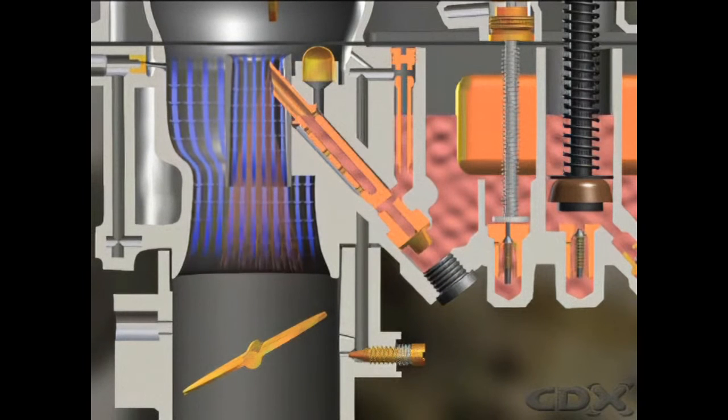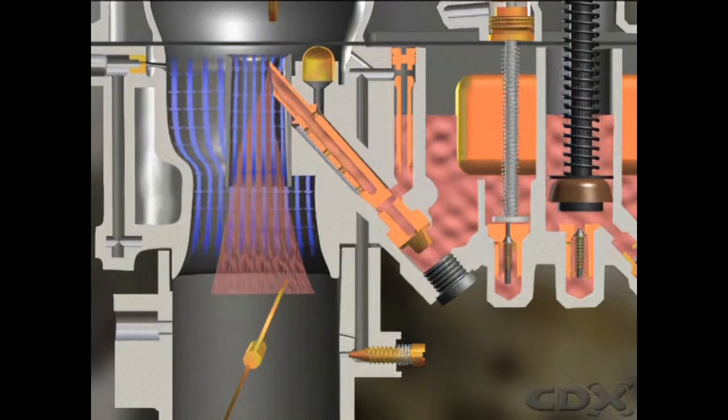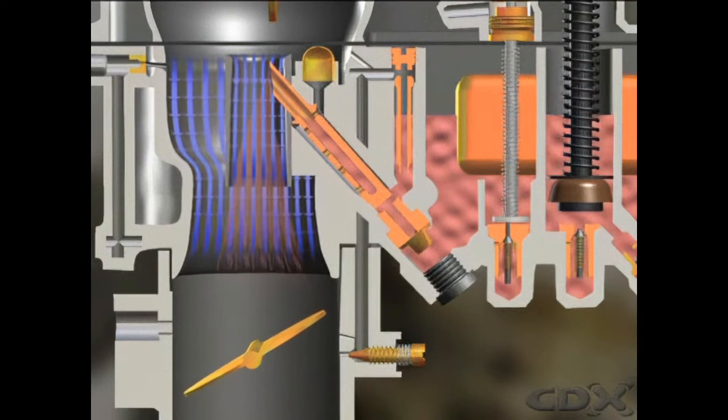The main or high-speed system comes into action above fast idle, as airflow through the venturi increases. A main metering jet in the fuel in the bowl meters fuel passing into the discharge nozzle. How much fuel leaves the nozzle depends on the pressure difference created by the airflow through the venturi. As the throttle opens and airflow increases and speeds up, more and more fuel is drawn from the discharge nozzle.